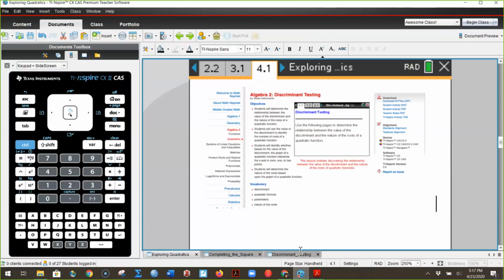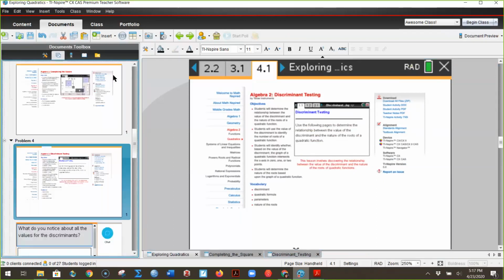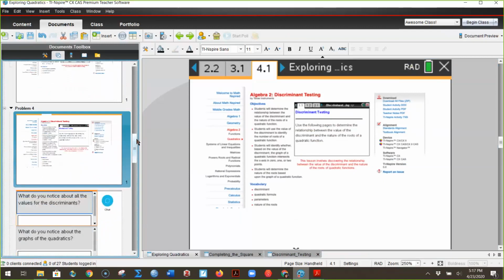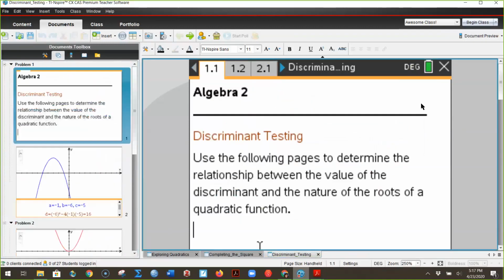For this one, we're looking at discriminants. The file says we're going to use the following pages to determine the relationship between the value of the discriminant and the nature of the roots of the quadratic function. So we're going to have a quadratic function, and if we're using this in class, we would have to make sure that we have all the correct terminology and the prerequisite skills in order to do this.